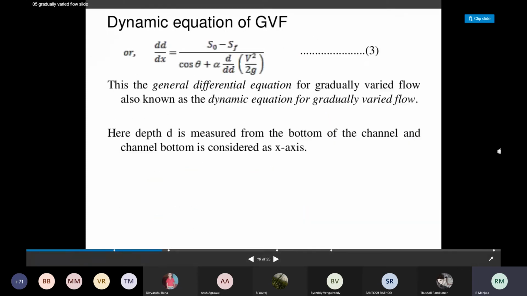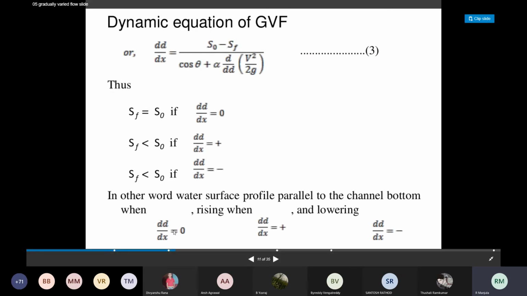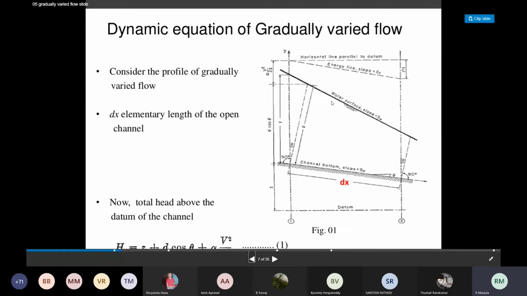So the condition is dd by dx equal to 0, where the water surface profile is parallel to the channel bottom, and dd by dx is positive when rising and negative when lowering. So in this case it will be lowering. In this case it is actually lowering.